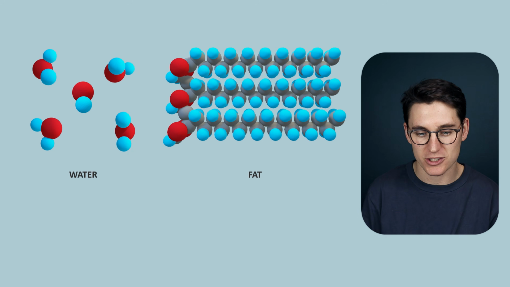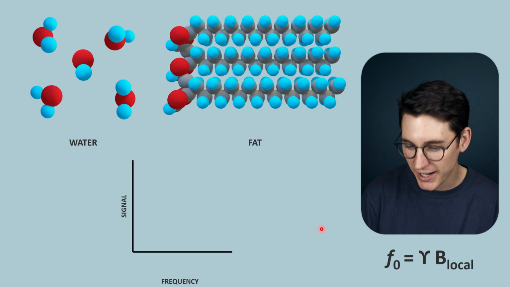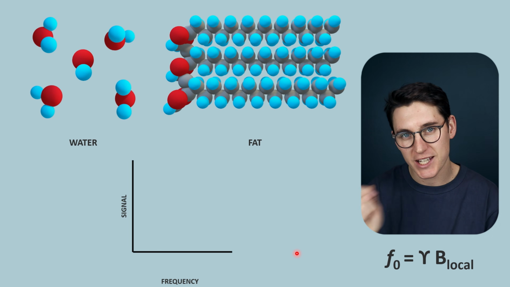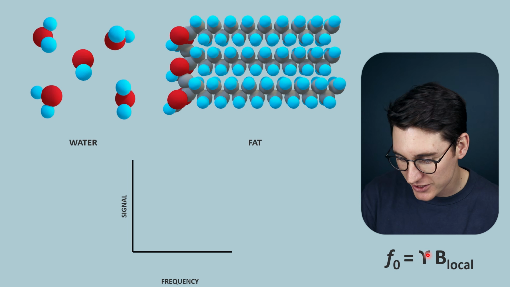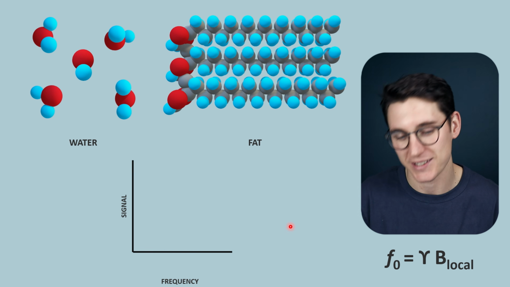So let's have a look at what this looks like in more detail. We've changed the Larmor equation here to the precessional frequency being a product of the gyromagnetic ratio and the local magnetic field.